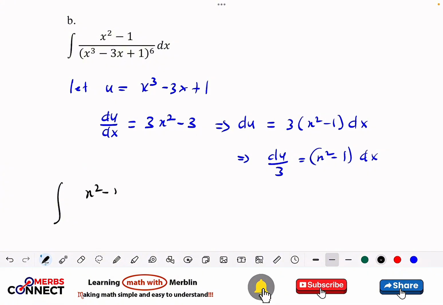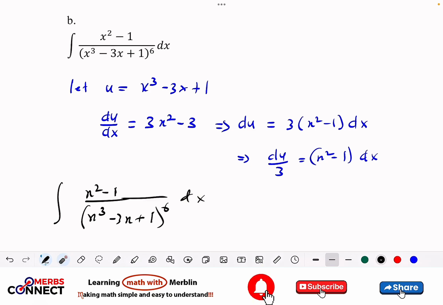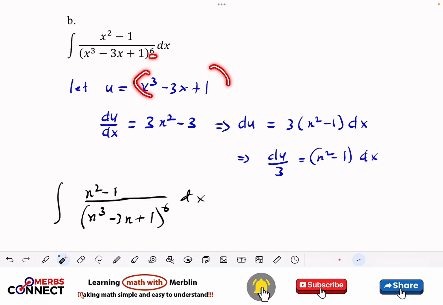So x squared minus 1 divided by x to the power 3 minus x plus 1, all to the power 6 dx. And one thing that you need to notice here is that whenever you are choosing your u, you don't choose the power in addition like this to the power 6. No, you just pick the function under the power.